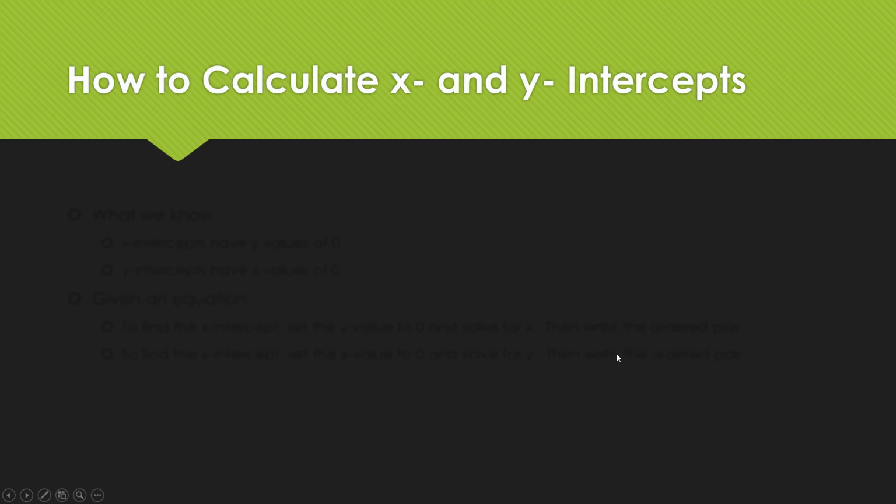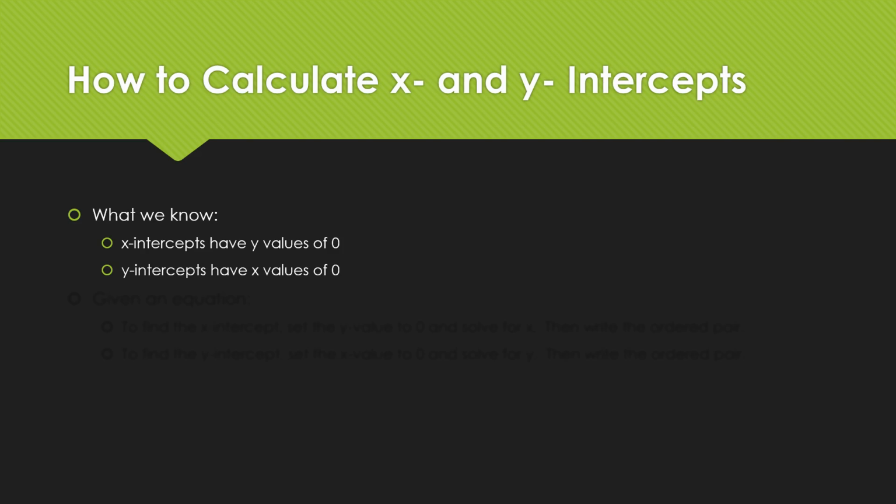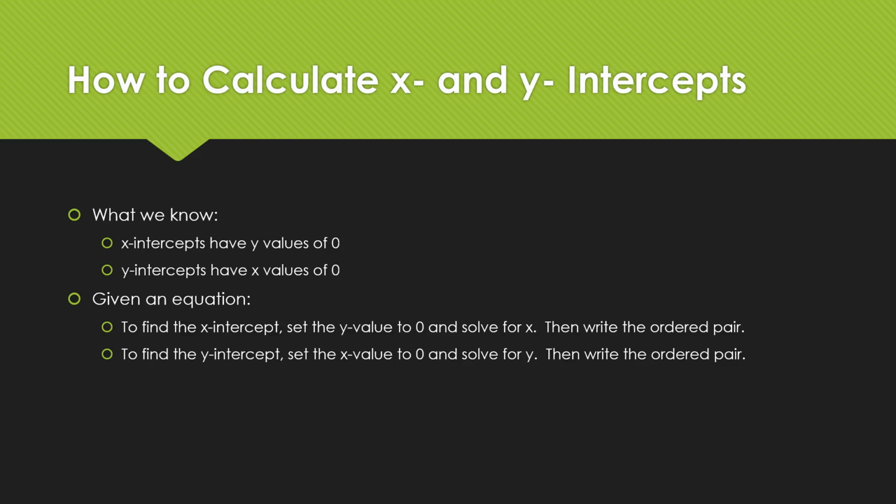So calculating the x and y intercepts is going to come directly from this information that we just boiled these down to. What we know is, again, the x-intercepts have y values of 0. Y-intercepts have x values of 0. So if we're given an equation, to find the x-intercept, we're going to set the y value to 0 and solve for x, then write an ordered pair. To find the y-intercept, we're going to set the x value to 0 and solve for y, and then write the resulting ordered pair.